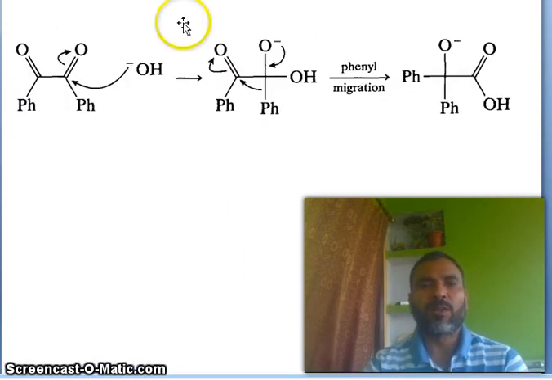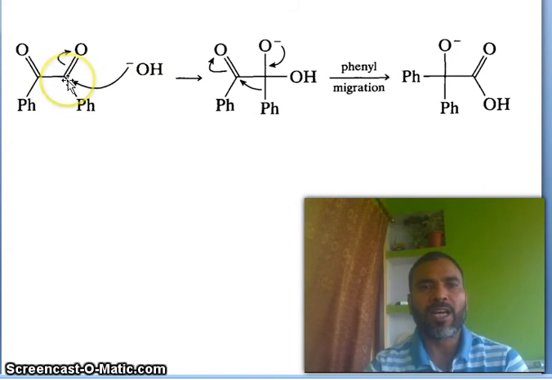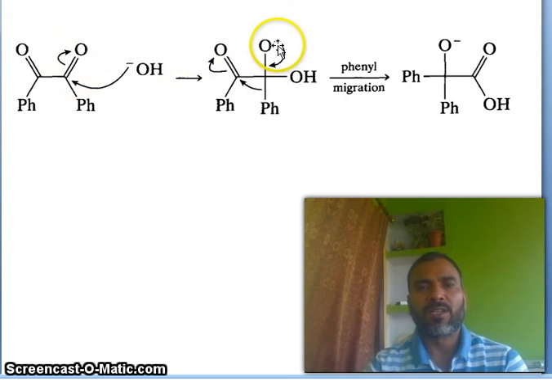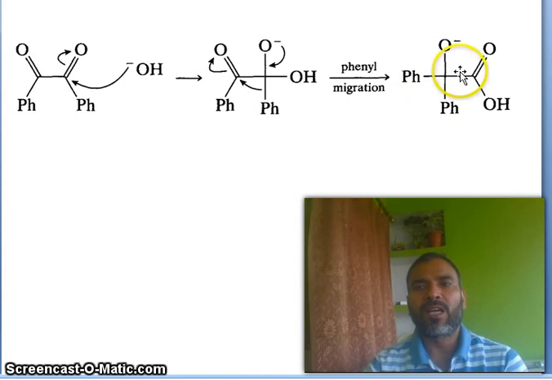So now you see the mechanism. This OH approaches this carbonyl carbon, forming a bond between oxygen and carbon, and there is a shifting of the double bond onto oxygen. In the next step, the double bond is formed again, and meanwhile there is a shifting of the phenyl group onto this carbon and the double bond shifts onto oxygen, forming such a rearranged product.